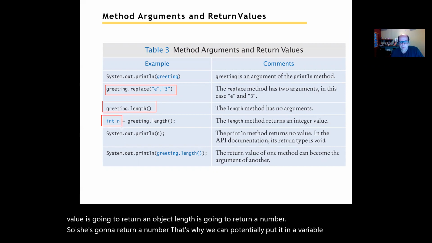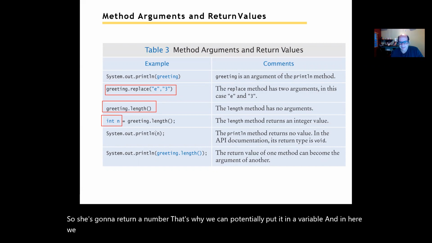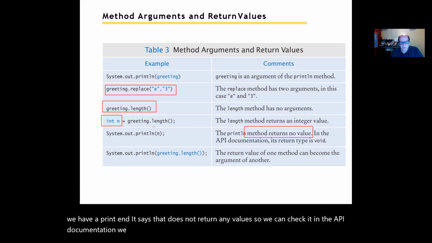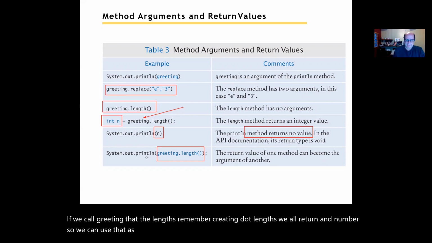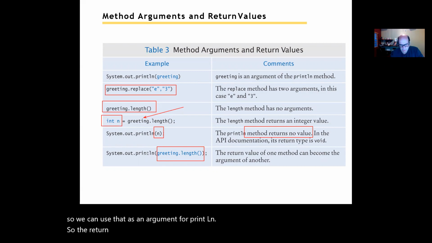And in here, we have println. It says that it does not return any values. So we can check it in the API documentation. We talk about that later. We can potentially have a number in there instead of a string. Now, if we call greeting.length, remember greeting.length will return a number. So we can use that as an argument for println. So the return values of functions or methods in Java can be used as arguments, parameters of other methods.